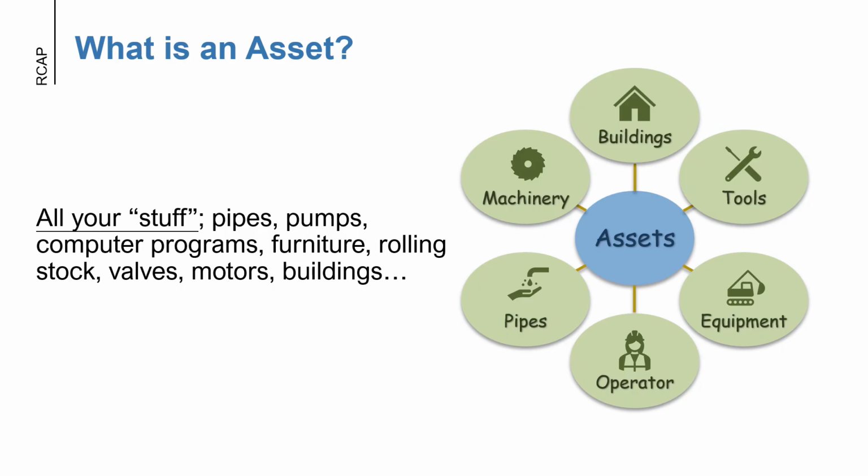So you might ask, what is an asset? An asset is all of your stuff. So it's your pipes, your pumps, computer programs, furniture, valves, motors, buildings, all the things you kind of think of. You can see on this list we've got tools, equipment, pipes, machinery, but we've also got operator. So your assets also include your people, so don't forget that those might be your most important asset.